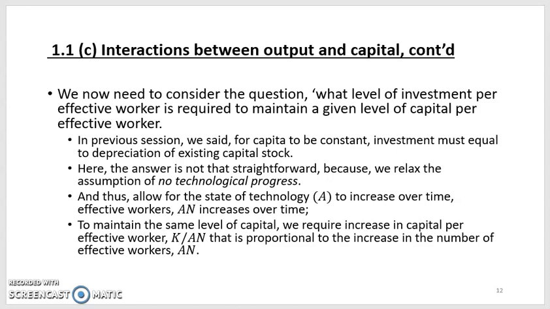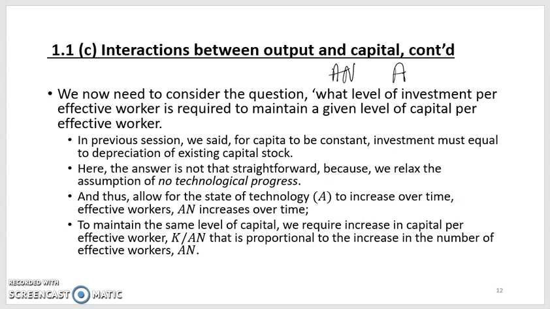So in the previous chapter, chapter 11, we said that for capital to be constant, investment had to be equal to depreciation of the existing capital stock. Here the answer is slightly more complicated. Why is this? This is because now we allow technological progress, and therefore A increases over time. The number of effective workers also increases, since the number of effective workers is AN, and if technological progress increases, it means that A increases over time.